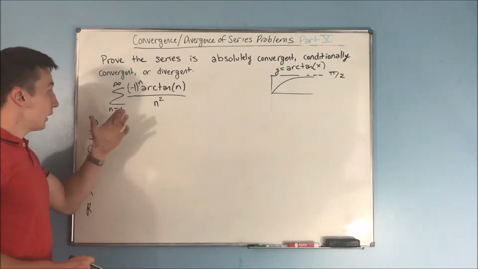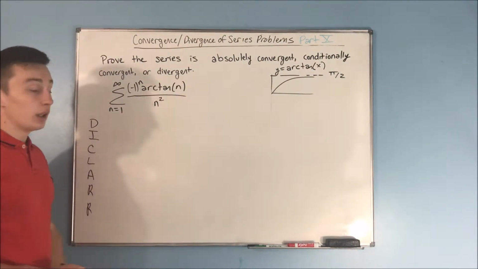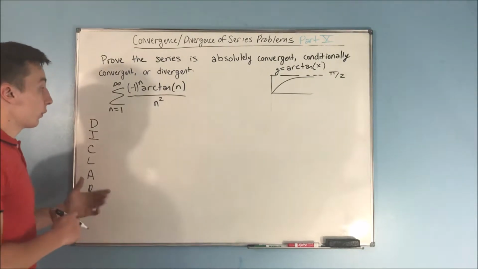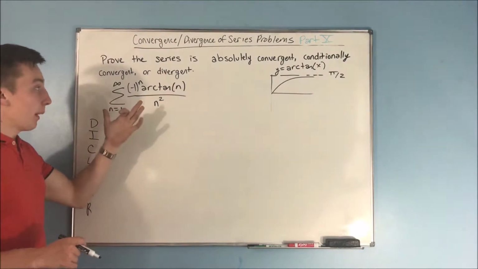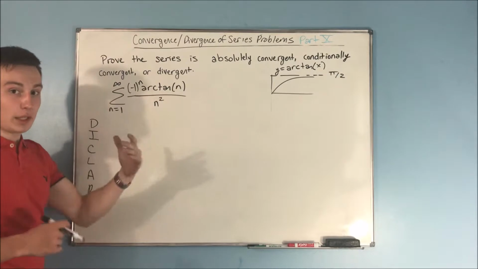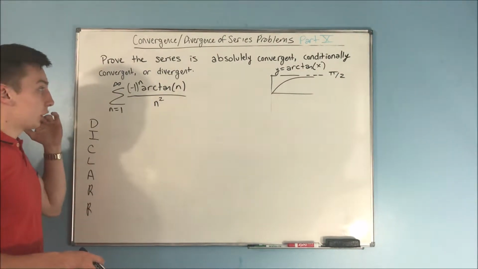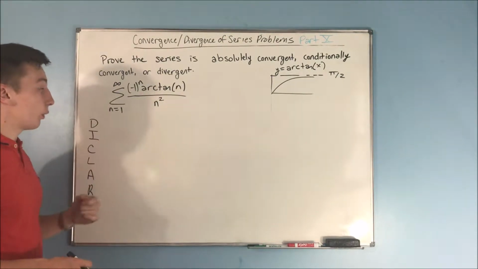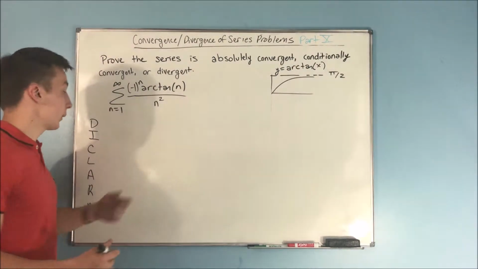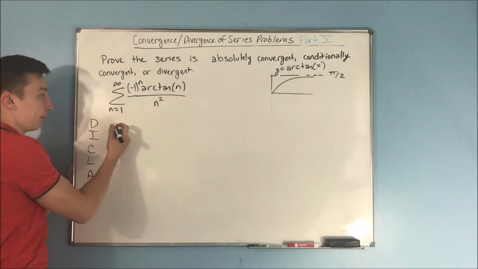So first, we need to figure out how we are going to see if this is convergent or divergent. We're not going to be able to do any kind of ratio or root test with this, so we'll start out with the test for divergence, might as well. That's the first step, that's the D.